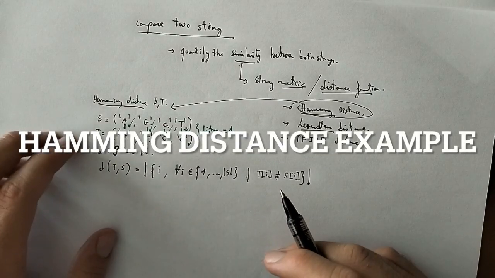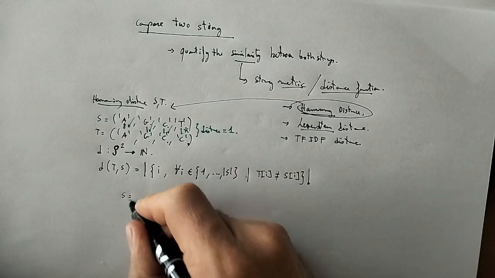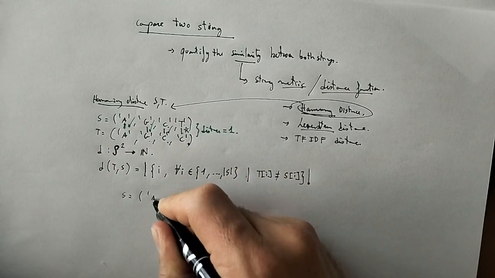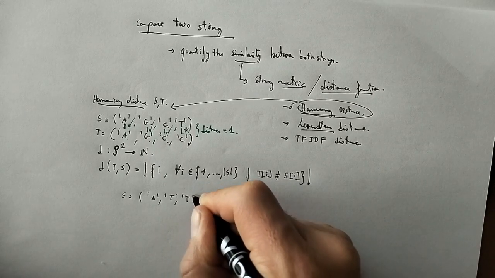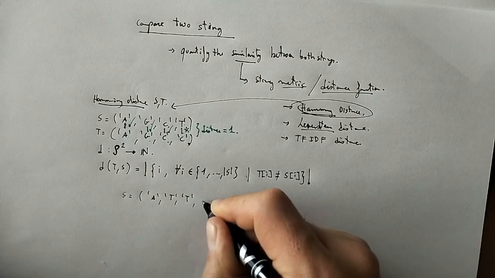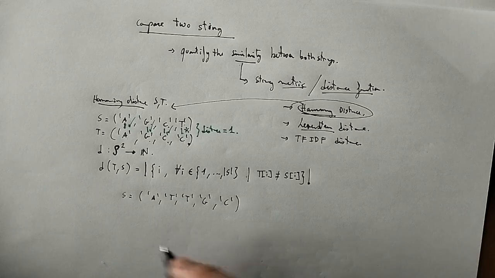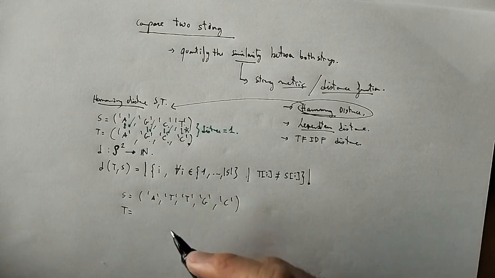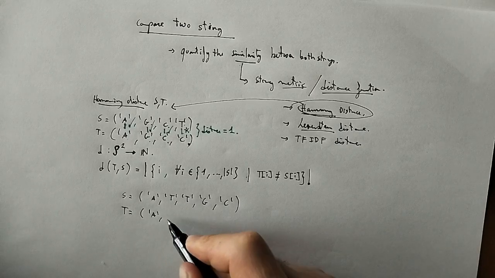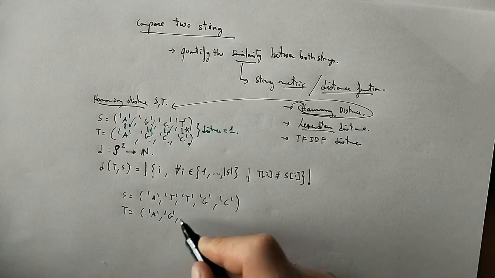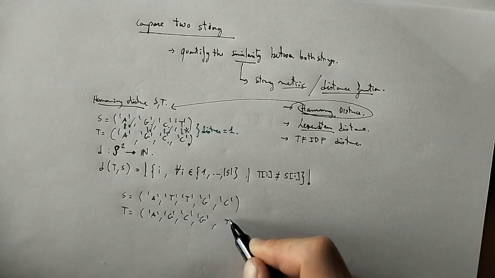So now let's study the Hamming distance in an example. Let's take S to be A, T, T, G, C, for example, and we need to choose another sequence T that should have the same size. So for example, A, G, C, G, and T.